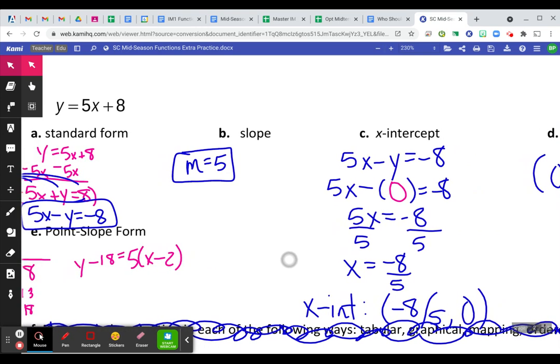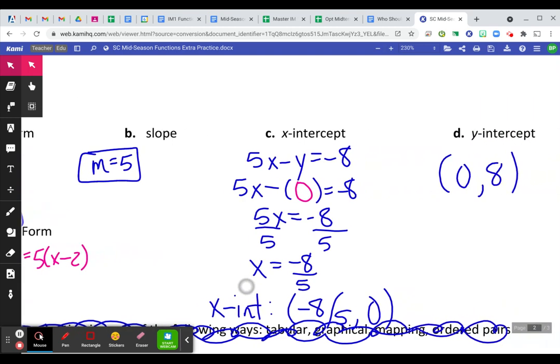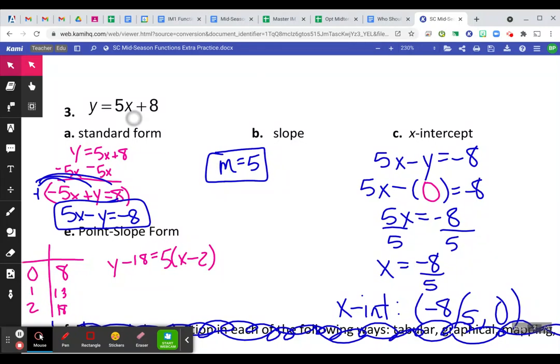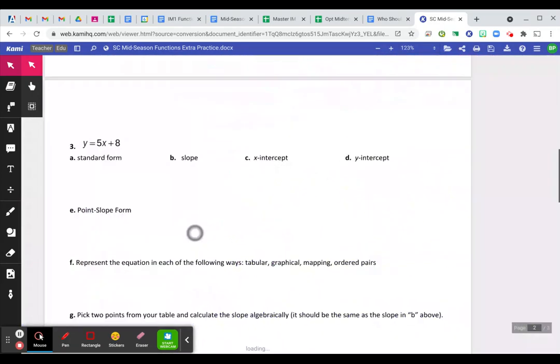My x-intercept, again, I'm just plugging in 0 for y into standard form. That's the most direct way to find your x-intercept. It's not pretty, but your x-intercept is (-8/5, 0). And again, your y-intercept is (0, 8). Just pull that directly from your slope-intercept. Plus 8 is your 0th term, or your y-intercept, right? So your y-intercept is (0, 8).